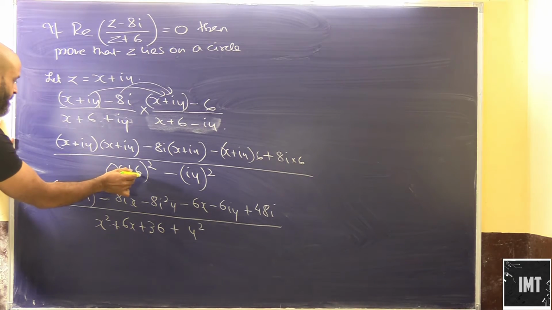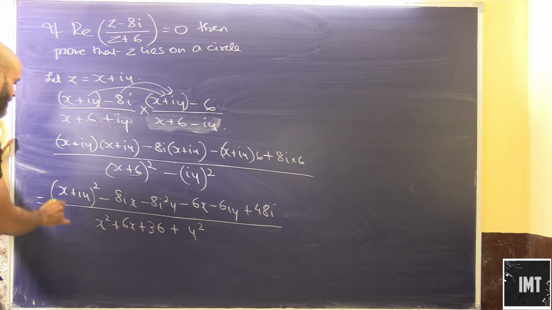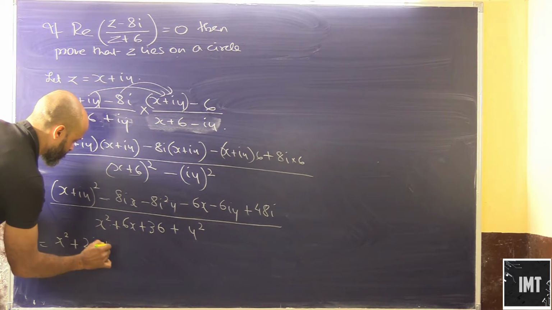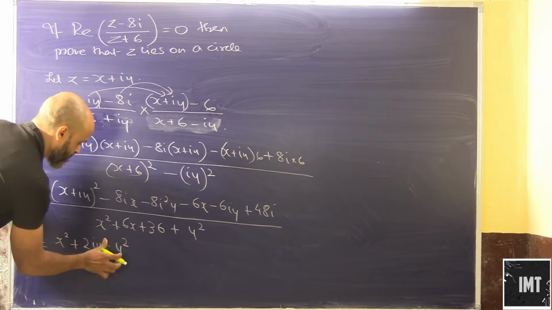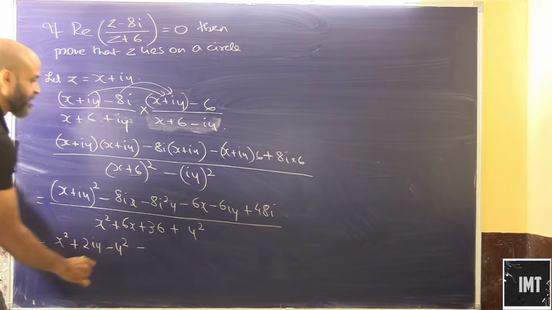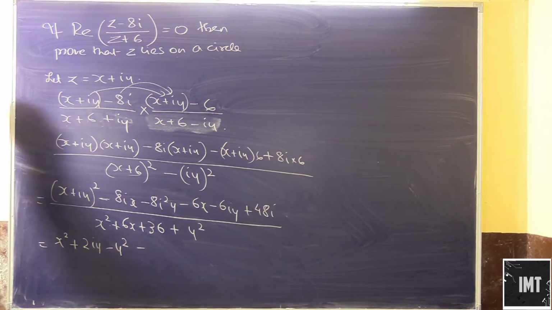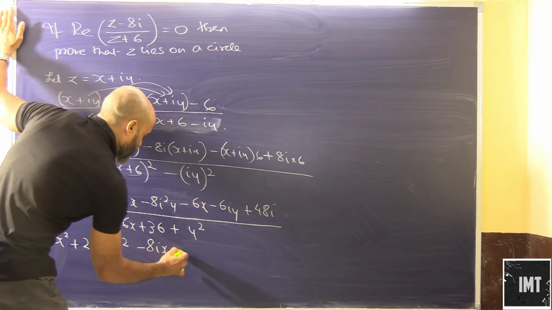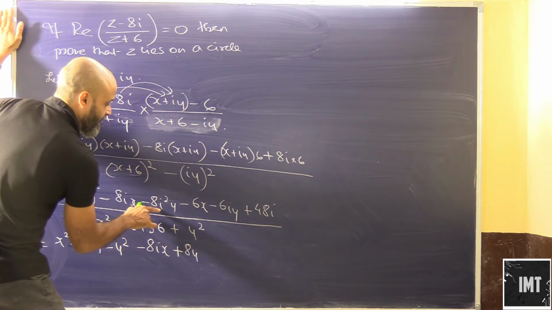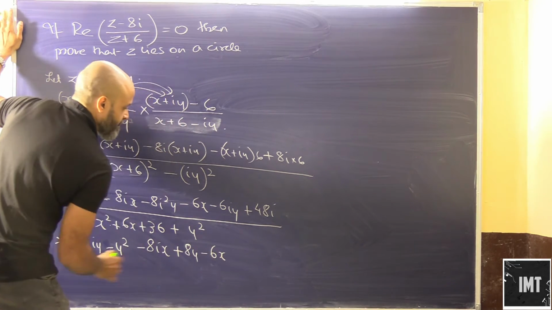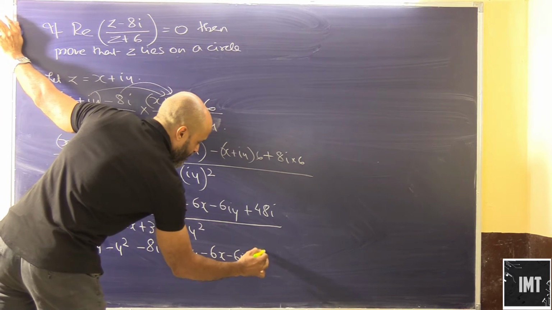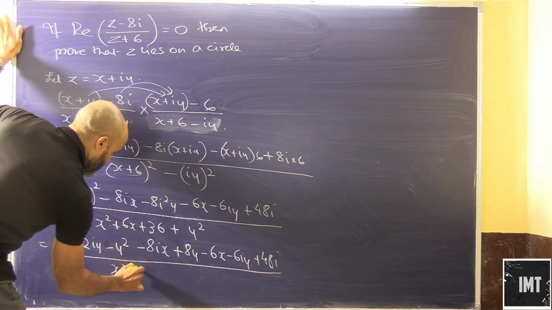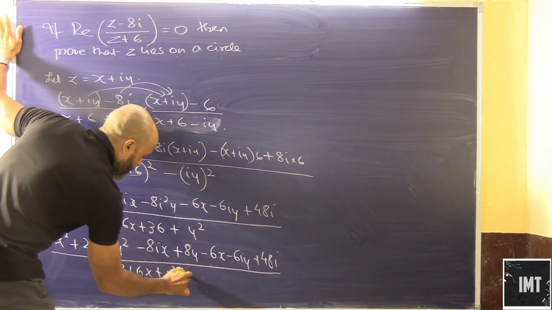So what do we have here? Obviously x plus 6 whole square. So here we have x square plus 2ixy plus i square y square, which means minus y square. Okay, minus 8ix, so this will be 8ix plus 8y, because this will be minus 1, minus 6x minus 6iy plus 48i upon x square plus 6x plus y square plus 36.